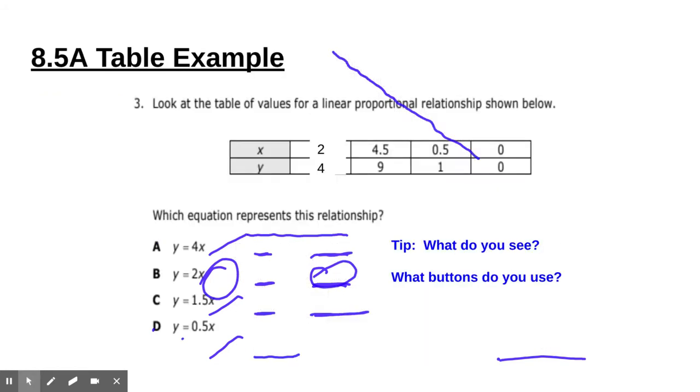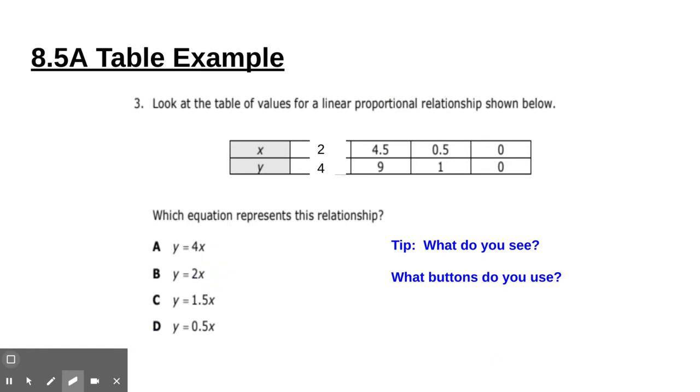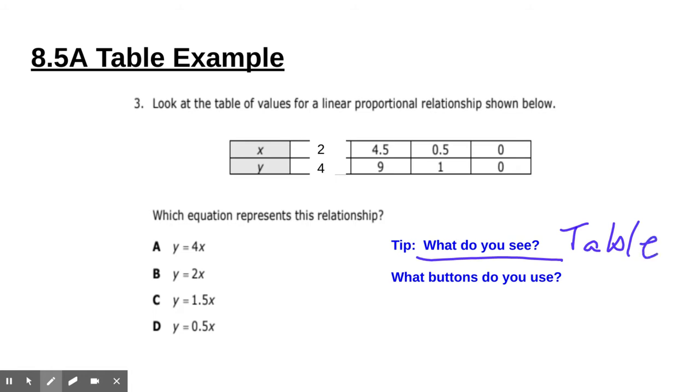Okay, let's look at another one. Bear with me as I'm trying to figure out. There we go. Figured it out. Look at the tables of the values of this relationship. What do you see? You see a table. What buttons do you use? You're going to use Stat, Edit. Let's do that now.